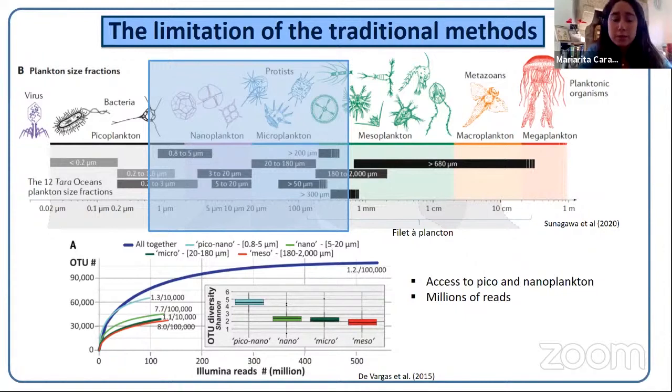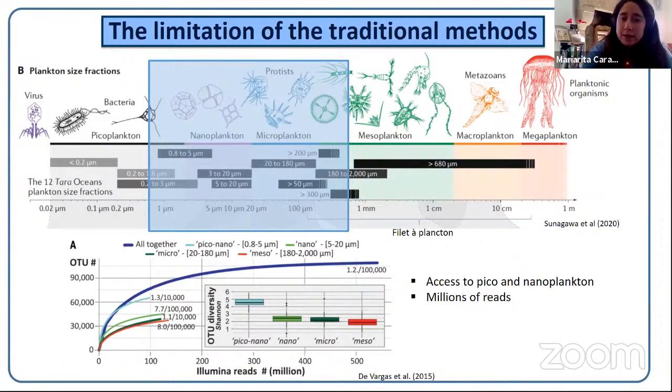Only the biggest mesoplankton and macroplankton can be seen by human eyes and by microscope. So it's important to integrate these other methods, metabarcoding methods, because they allow us to access all different sizes of organisms, smaller organisms like nanoplankton and microplankton, and they also allow us to reach a much higher diversity, because we are talking about millions of reads.